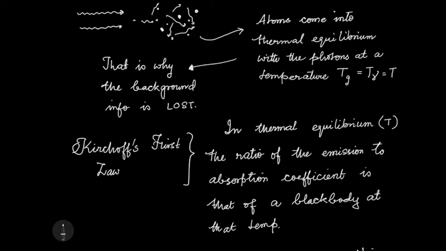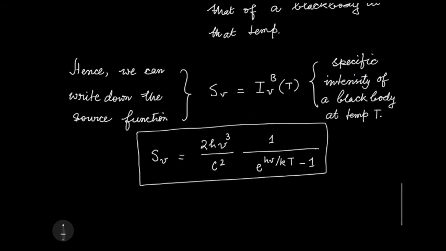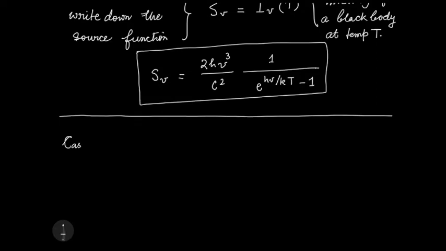In thermal equilibrium at a given temperature, Kirchhoff's law tells us that the emission to absorption coefficient ratio is constant and is that of a black body. So the ratio, which we call the source function, will be the specific intensity of a black body at the temperature of the gas. So I can write down S nu, because I know the black body specific intensity. Okay, nice, so far so good.